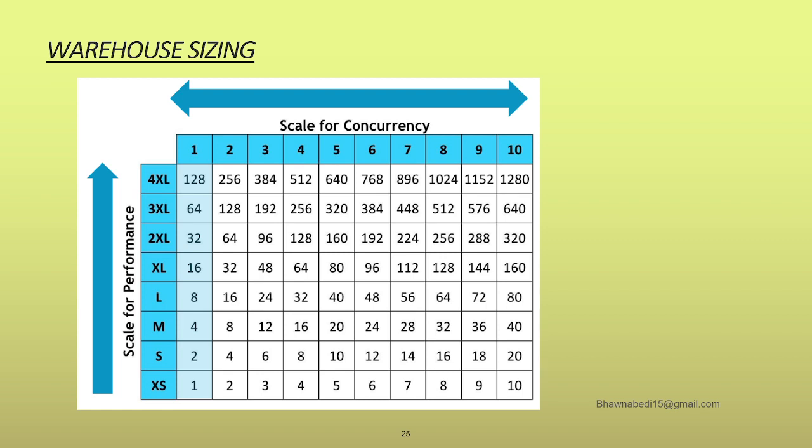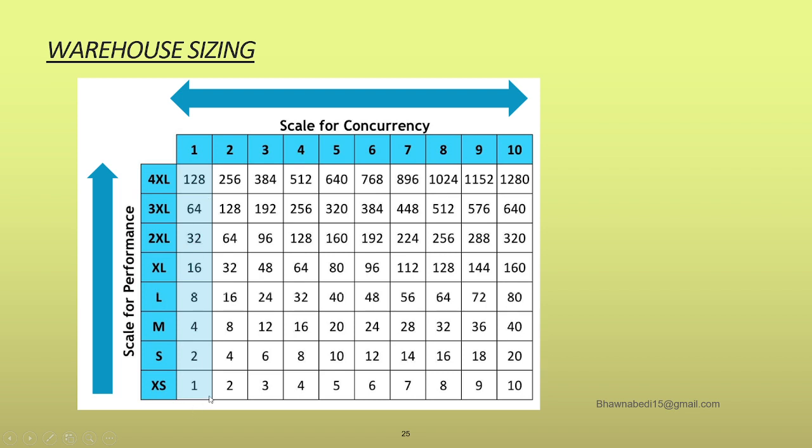And also warehouse sizing. If you see over here, this is how you can increase the warehouse size: XS, S, M, L, XL, 2XL, 3XL and 4XL. By increasing it, you are essentially increasing the number of compute nodes. And for scale for concurrency, when you try to run concurrently, you can scale it again.